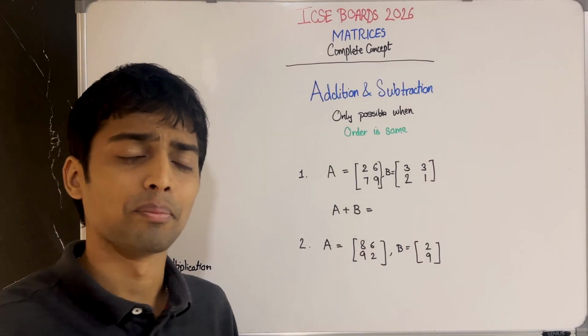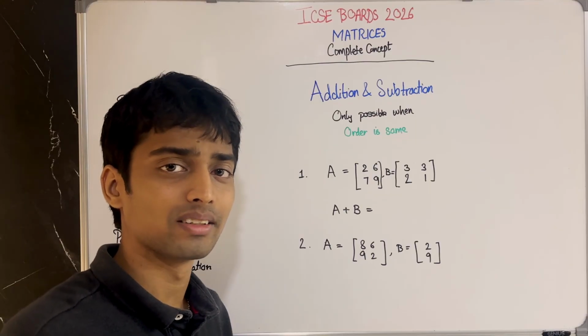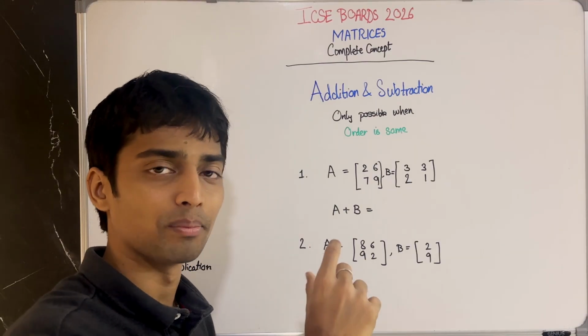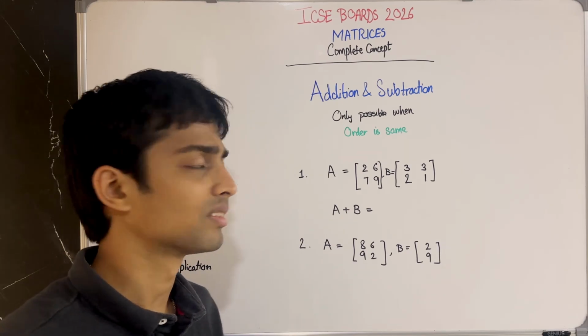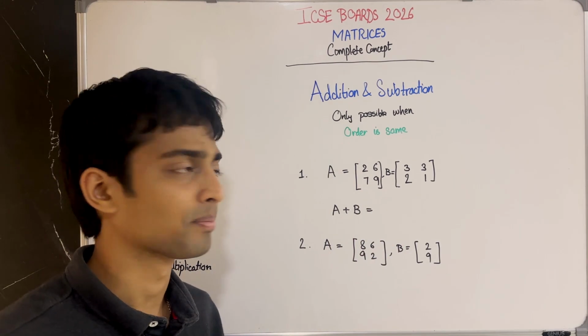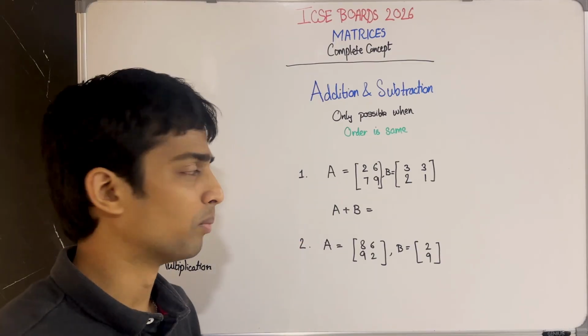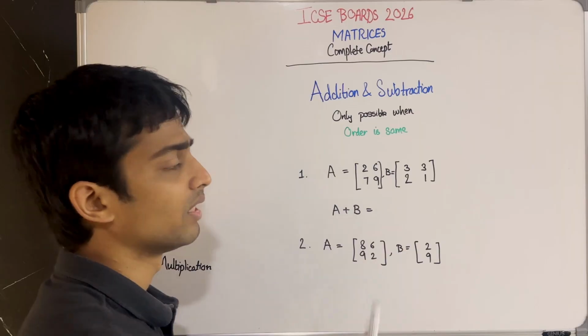How to add and subtract matrices. When we have two matrices, we can add them or subtract them by performing addition or subtraction with corresponding elements. The only condition is the order has to be same of both the matrices. Let's look at the two problems. First problem, A is 2, 6, 7, 9, B is 3, 3, 2, 1.